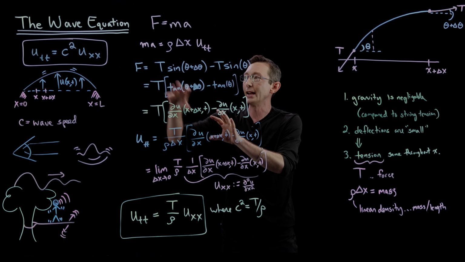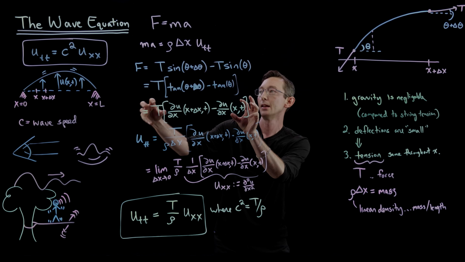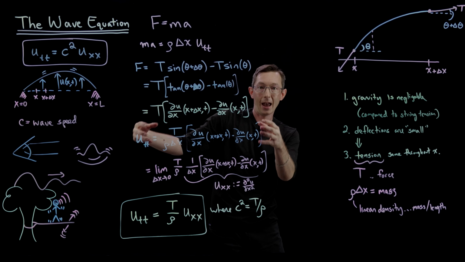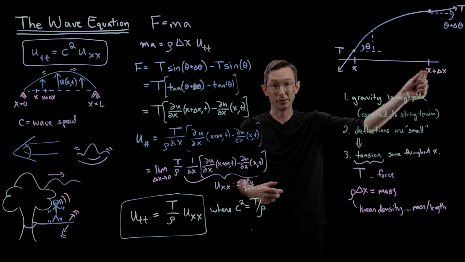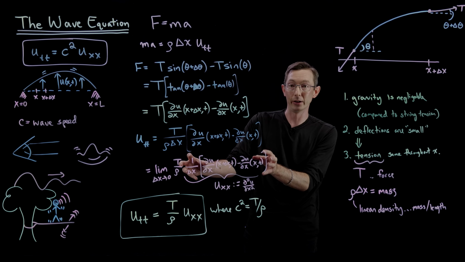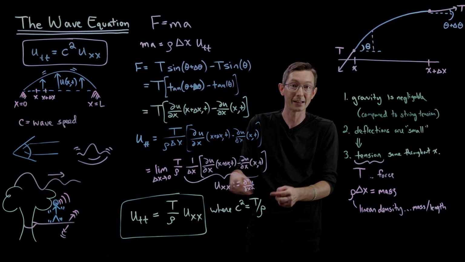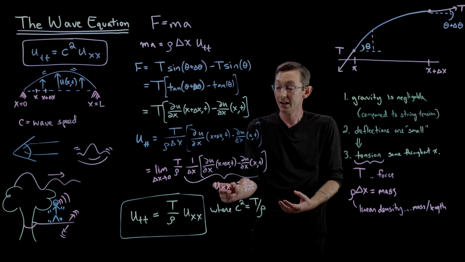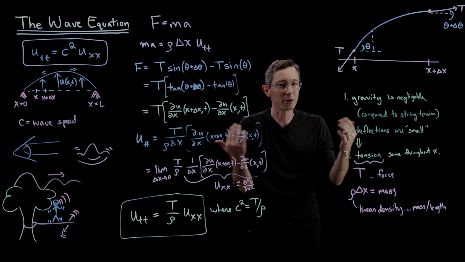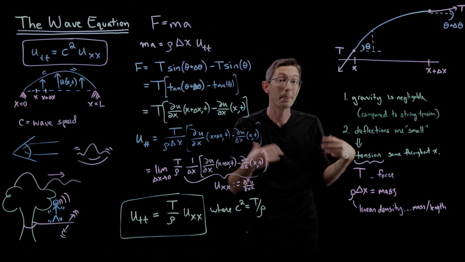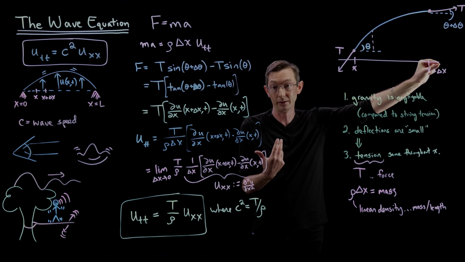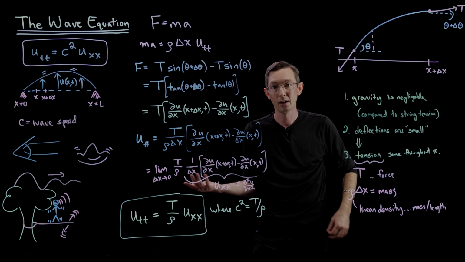And so now when I combine this force with this mass times acceleration into one equation, and I take the limit as my delta x goes to 0, I recover that this force component has to equal u_xx. My force is proportional to the second derivative of u with respect to x, which is another way of saying the curvature of the string with respect to that x variable. This is the curvature of the string.